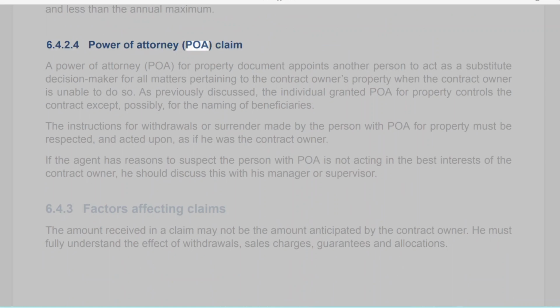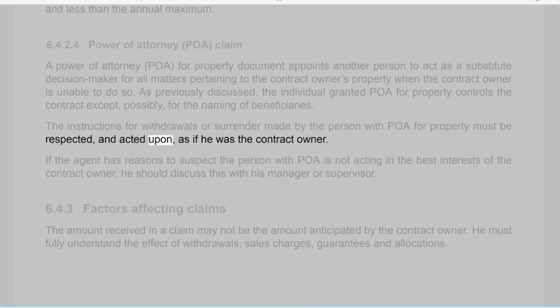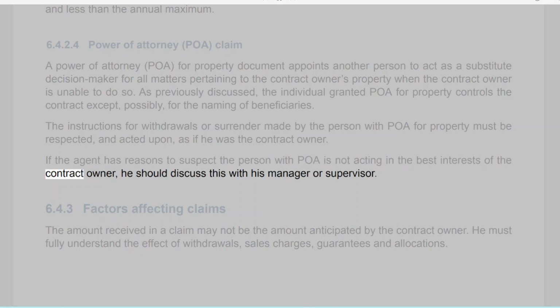6.4.2.4 Power of Attorney, POA, claim. A power of attorney, POA, for property document appoints another person to act as a substitute decision maker for all matters pertaining to the contract owner's property when the contract owner is unable to do so. As previously discussed, the individual granted POA for property controls the contract except, possibly, for the naming of beneficiaries. The instructions for withdrawals or surrender made by the person with POA for property must be respected and acted upon, as if he was the contract owner. If the agent has reasons to suspect the person with POA is not acting in the best interests of the contract owner, he should discuss this with his manager or supervisor.